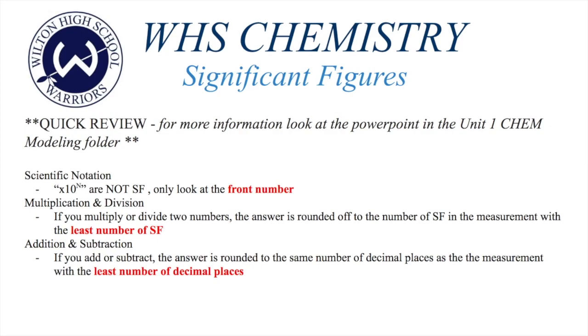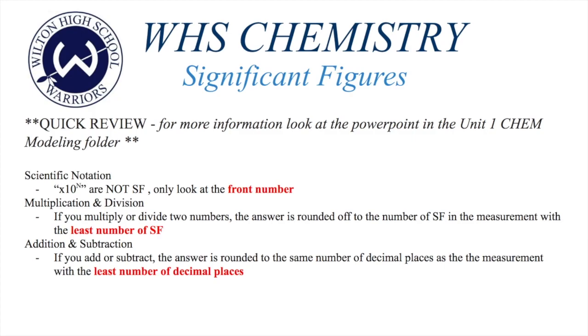For multiplication and division, if you multiply or divide two numbers, the answer is rounded off to the number of sig figs in the measurement with the least number of significant figures. So you're always looking for the least number of sig figs to then round your answer off to. For addition and subtraction, the answer is rounded off to the same number of decimal places as the measurement with the least number of decimal places.